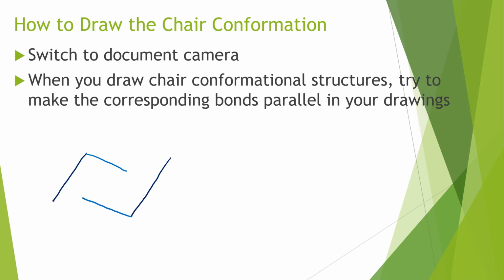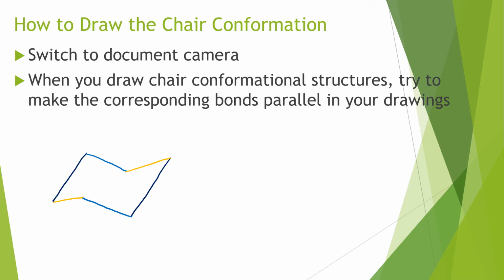So now I have two parallel lines. And then I close it up like so. So notice that the lines that are the same colors are parallel to each other. And that's what makes a good chair structure. Now the reason this is important is that if you don't draw it well, it's going to be really hard to illustrate your axial and equatorial positions.